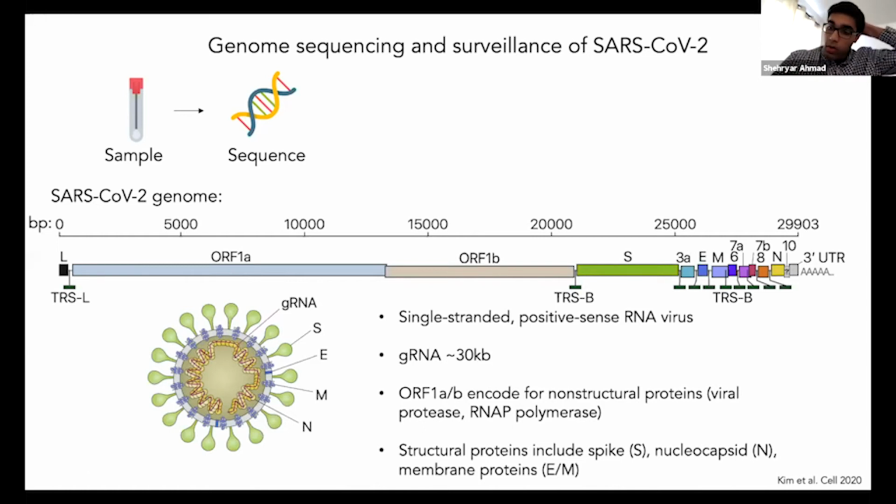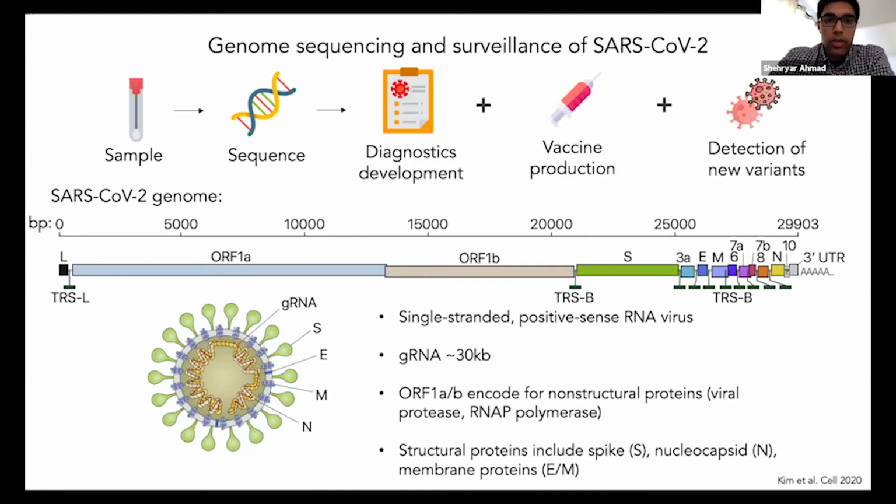And so overall, the sequence was incredibly important for a number of downstream applications. That includes diagnostics development, vaccine production, as we saw especially with these mRNA vaccines that have been recently developed, and currently, the biggest thing, and also what we're interested in, is detection of new variants.